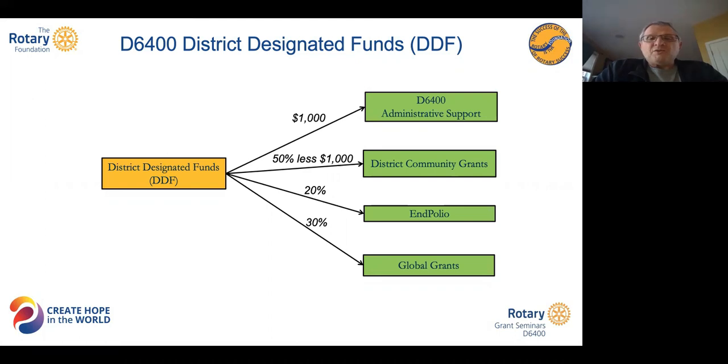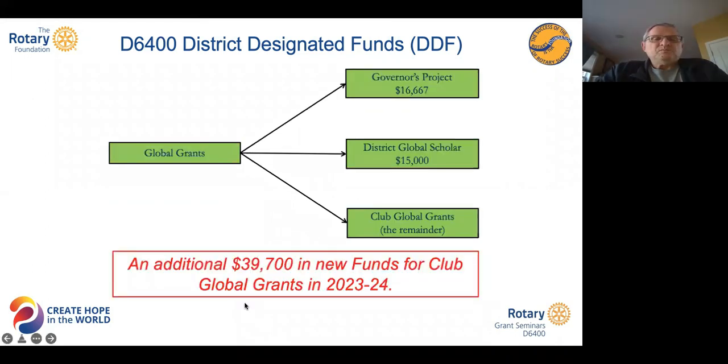So we give some back to Rotary, and 30% of it we use for the global grants, and half minus that 1,000 is what we put into the district grants program. So the program that Elvira talked about, most of the money goes to that program. And of the money that we set aside for global grants, we have that governor's project that I talked about.